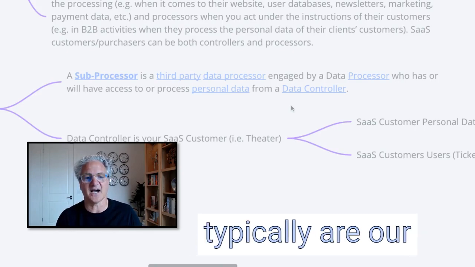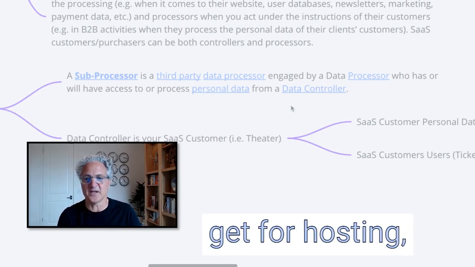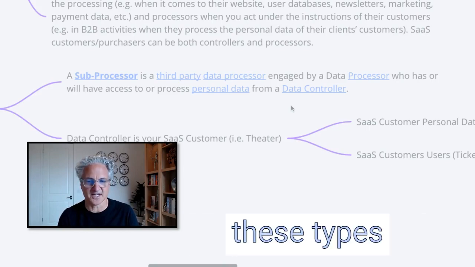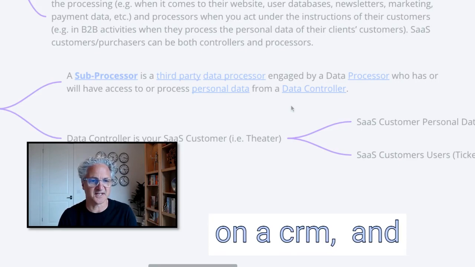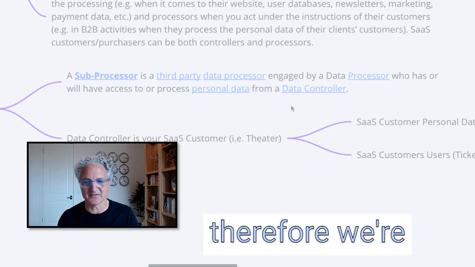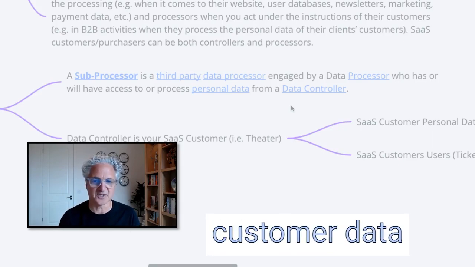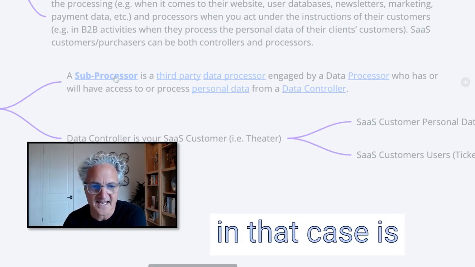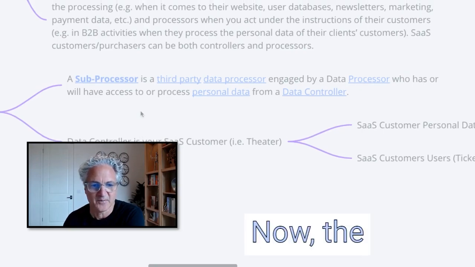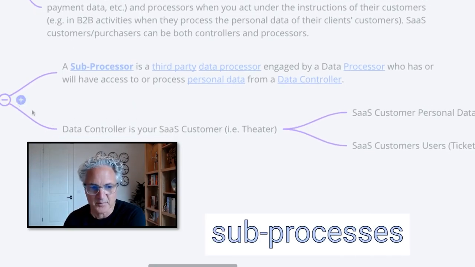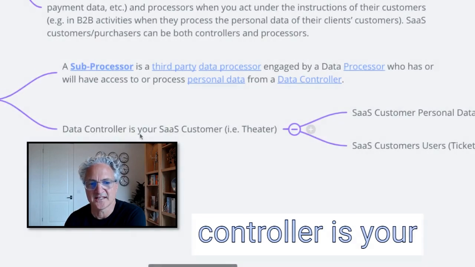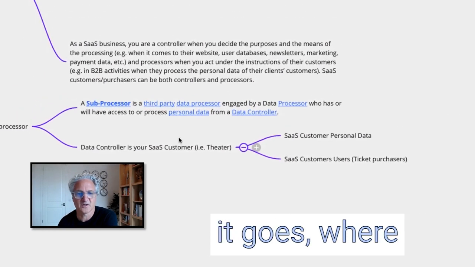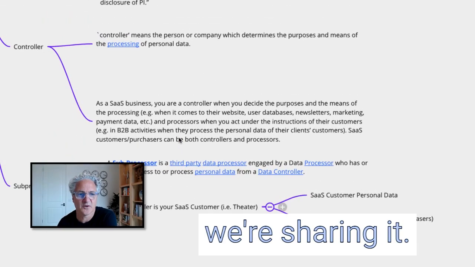Sub-processors typically are our vendors that we get for hosting, for data storage, for data processing, these types of things. If we're working with Salesforce on a CRM, and therefore we're taking our customer data and putting it into a CRM, then chances are that Salesforce in that case is a sub-processor. Now, the data controller is your software as a service customer. That we need to know what it is, where it goes, where it's stored, who we're sharing it with.